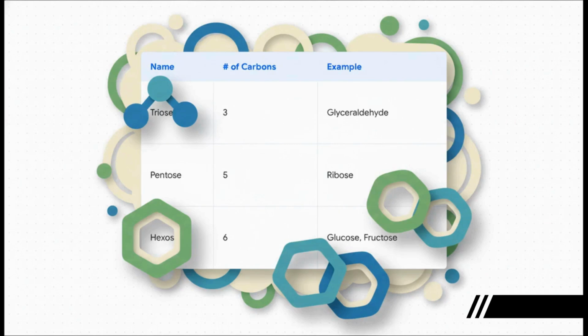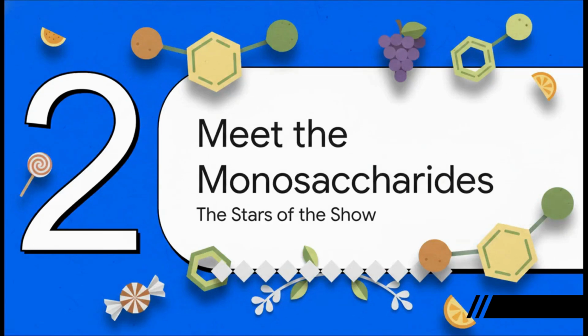Another way we can classify them is just by counting the carbons. A 3-carbon sugar is a triose, 5-carbon is a pentose, and the most important one for us is the 6-carbon sugar called a hexose. So from now on, when you see glucose or fructose, your brain should immediately go, that's a hexose.